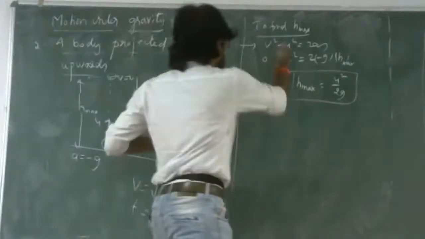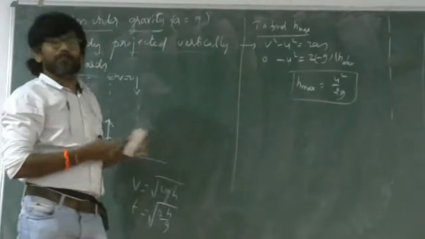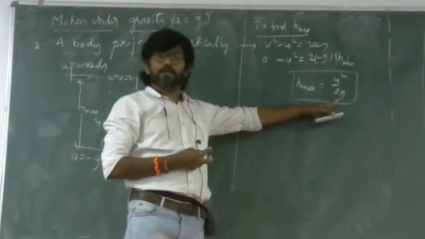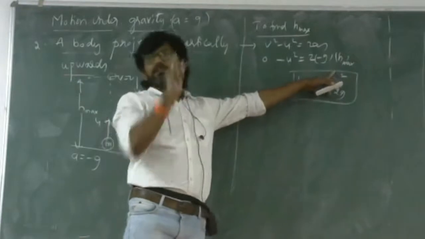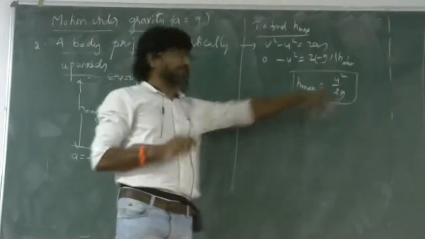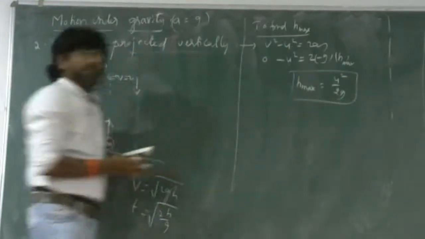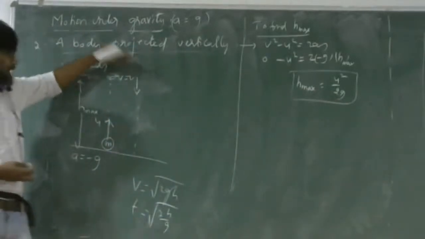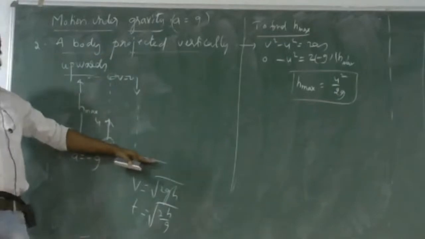So let us come back to the projected body case. Maximum height is given by h equal to u square by 2g. It depends on the initial velocity of projection. It does not depend on mass. Then what is the time taken by the body to reach that maximum height? We call it the time of ascent. Then what is the time taken to reach the ground? We call it the time of descent.